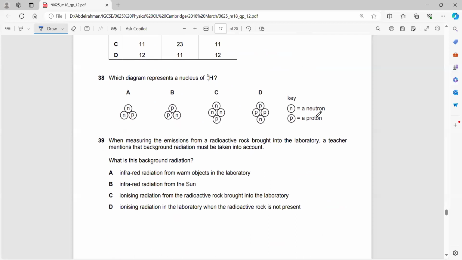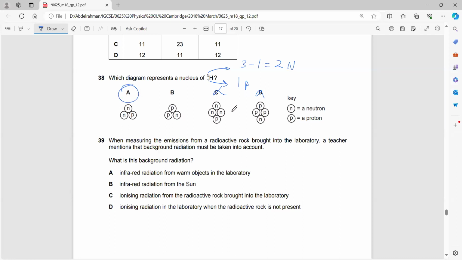Super easy. Which diagram represents the nucleus of H-3, 1? Hydrogen, which is quite easy. What is 3 and 1? 1 represents the number of protons, 1 proton. 3 represents the total mass number. The mass number is 3, so we can cancel out C and D. What is the number of neutrons? 3 minus 1, which is 2 neutrons. So we have 2 neutrons and only 1 proton.